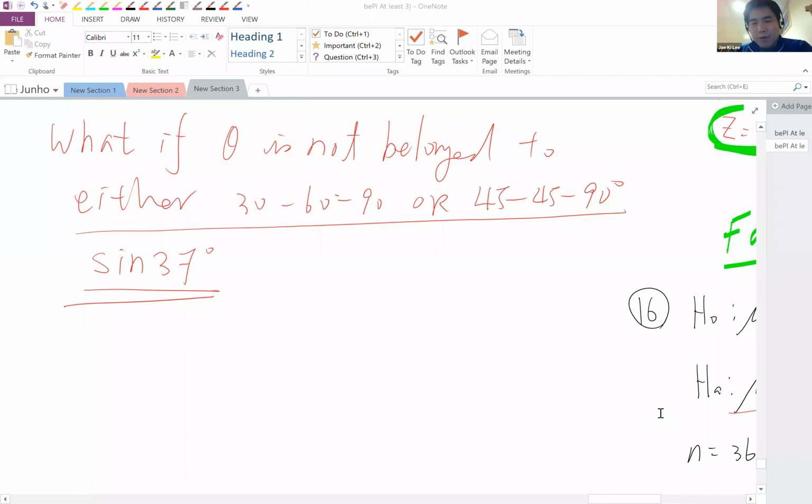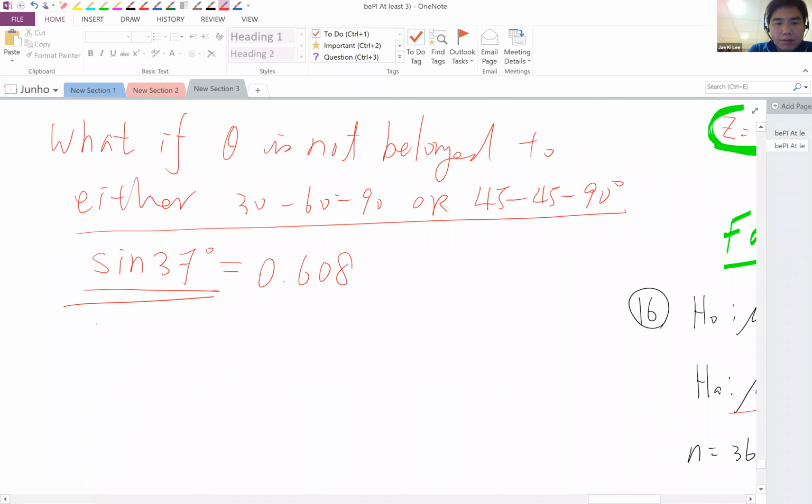So if the given angle value does not belong to 30, 60, 90, nor 45, 45, 90, then your only choice is you have to use the calculator. That's the only option. Okay. So this case we got the answer 0.608. So that's the answer.